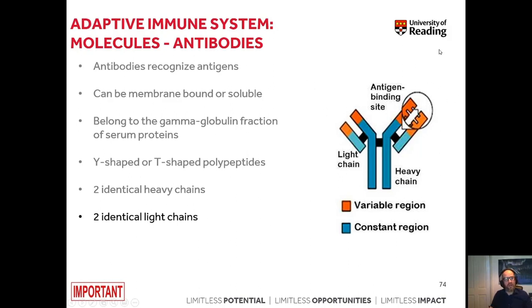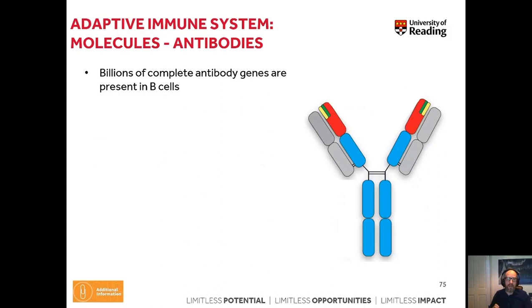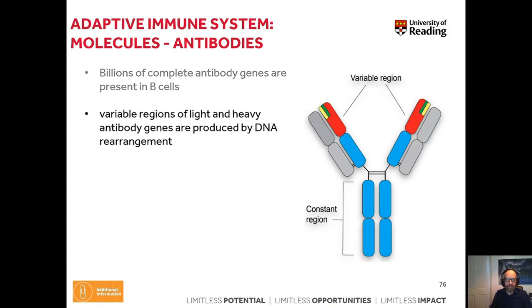However, in addition to this, there are so-called variable regions. Those regions are different from antibody to antibody. Those regions are also responsible for recognition of antigens. So, how can such a huge variety of antibodies actually be produced by our cells? In reality, there are billions of complete antibodies present in B cells.